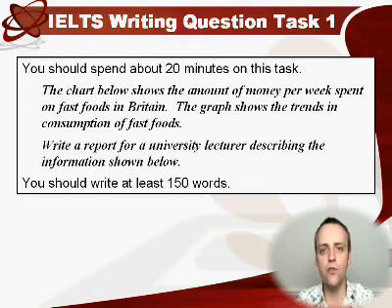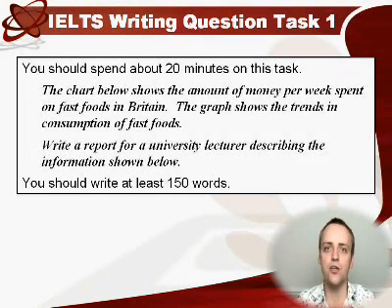Below this instruction, we have got the actual question. So, the two sentences you can see in italics. One sentence is describing the first graph and the second sentence is describing the second graph. For this question, you've got the bar chart below.